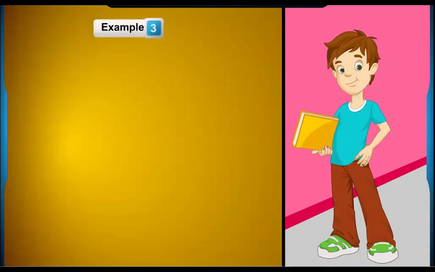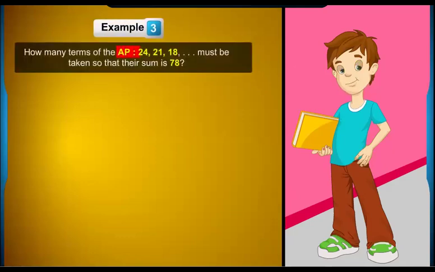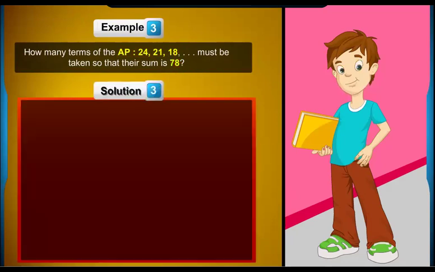Example 3. How many terms of the AP 24, 21, 18 must be taken so that the sum is 78? Solution. Here, a = 24, d = 21 - 24 = -3, S = 78. We need to find n.